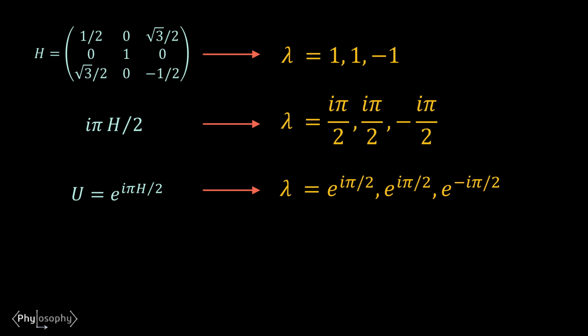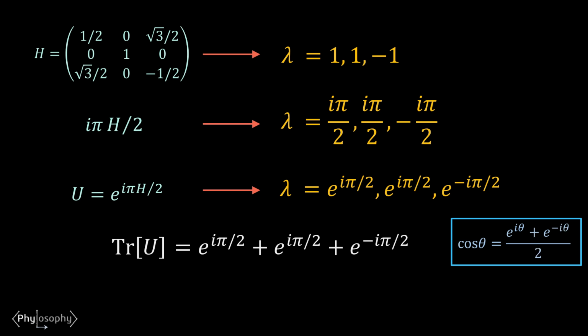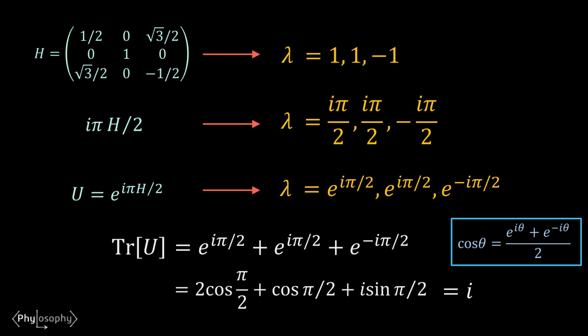Now, trace of U is equal to the sum of the eigenvalues. Therefore, we can write trace of U equals e to the power i pi over 2 plus e to the power i pi over 2 plus e to the power minus i pi over 2. Now, if we use the identity cos theta equals (e to the power i theta plus e to the power minus i theta) over 2, then we can write trace of U equals 2 times (cos pi by 2 plus i sin pi by 2) plus cos pi by 2, as e to the power i theta equals cos theta plus i sin theta. Now, cos pi by 2 equals 0 and sin pi by 2 equals 1. Therefore, we can write trace of the matrix U equals i.